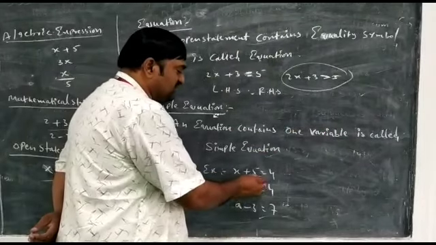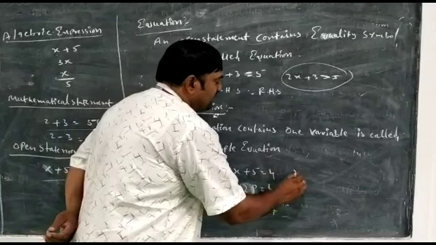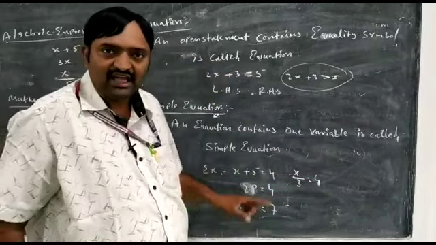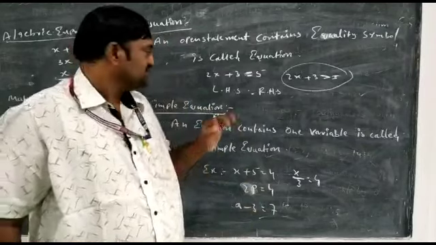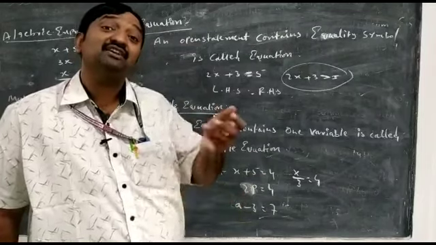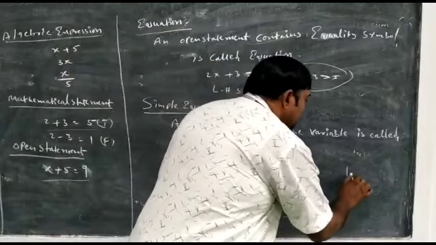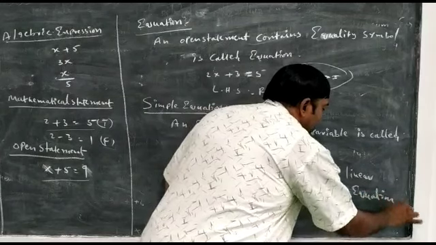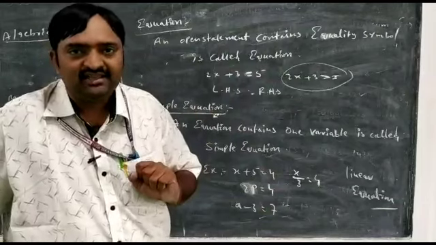For example, x plus 5 equal to 4, 2p equal to 4, a minus 3 equal to 7, x by 3 equal to 4. In all these expressions we are using only one letter, so they are simple equations. If there is more than one variable, we call it a linear equation. An equation containing one or more variables is called a linear equation.